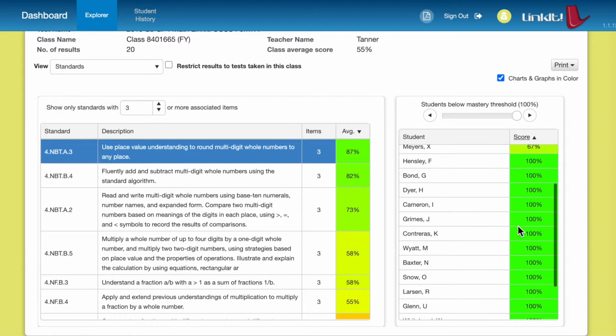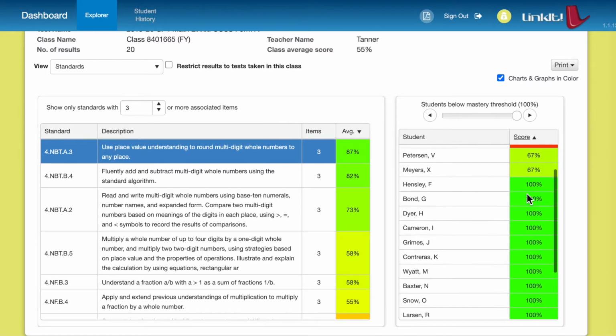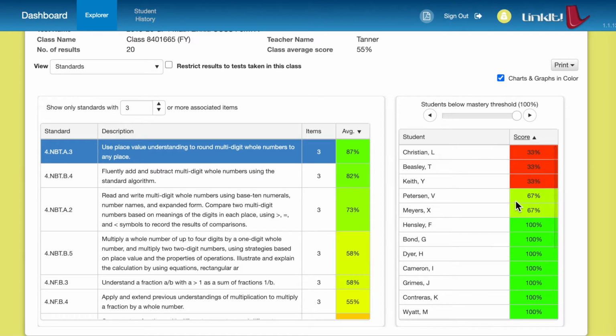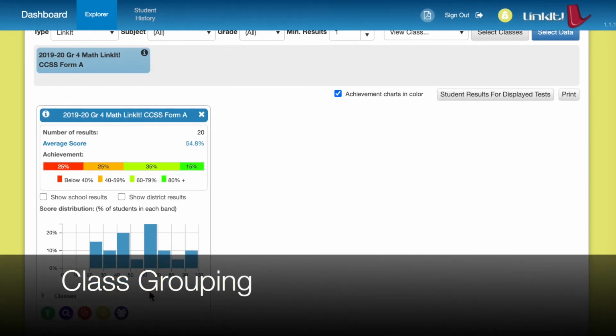And what I see is that I do have a large number of students who really understood this concept. But I also have 3 children who probably need some more work on this, and 2 children who missed a question. Maybe we should go back and see whether there are careless errors or if there was some fundamental concept that they were missing. The next tool we'll look at is the class grouping tool.